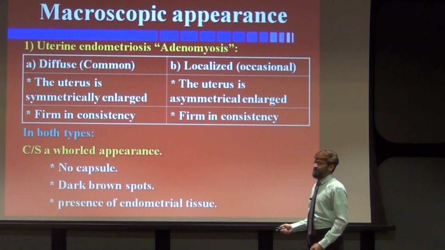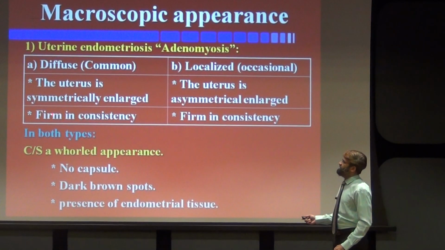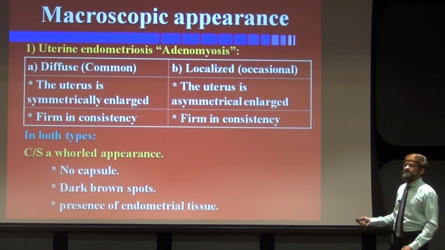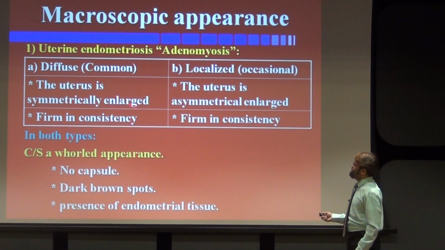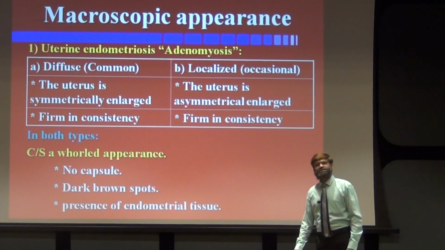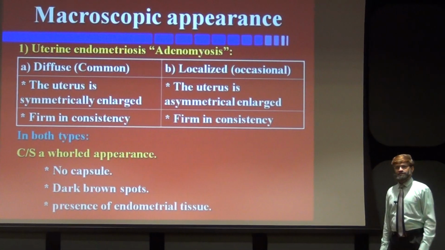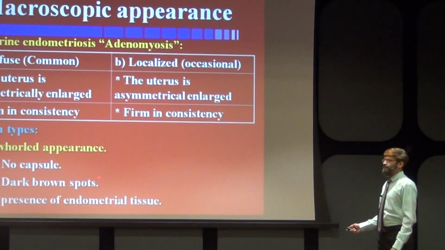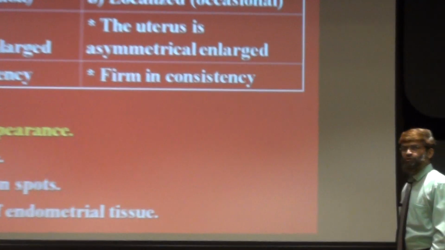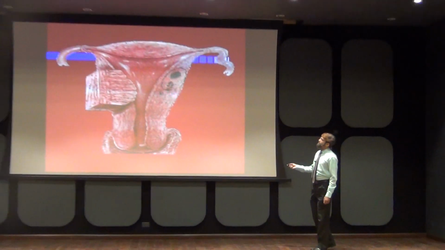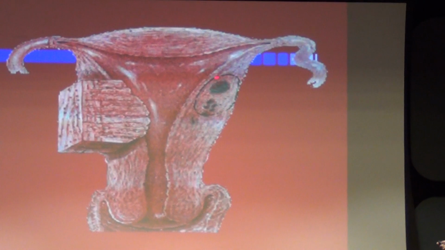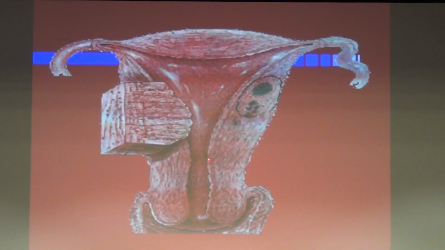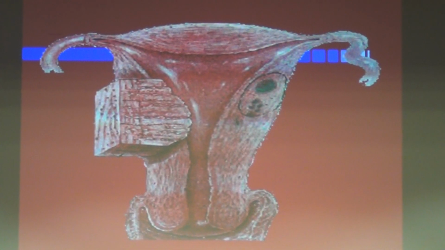The second point, which is a similarity, is that in both these cases the endometrial area is firm in consistency, whether in the common, that is diffuse type, or the occasional, that is localized type. And in both types, something very important to be noted is that there is an absence of capsule, so no capsule. Dark brown spots are seen, and there is presence of endometrial tissue. Next, here we can see the endometriosis interna or adenomyosis in the uterine wall, not associated with the endometrium, as you can see here, in the myometrial area.